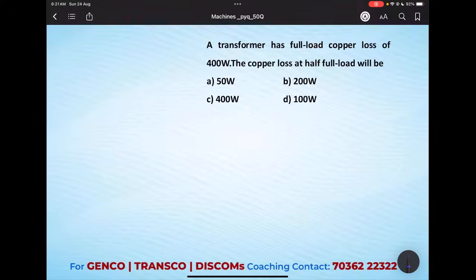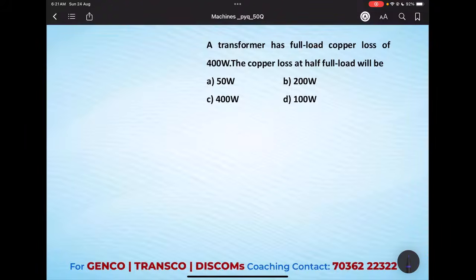We'll read out the question first. The question is given as: a transformer has full load copper loss of 400 watt. The copper loss at half full load will be. So they are asking about the copper loss calculations at fraction load.